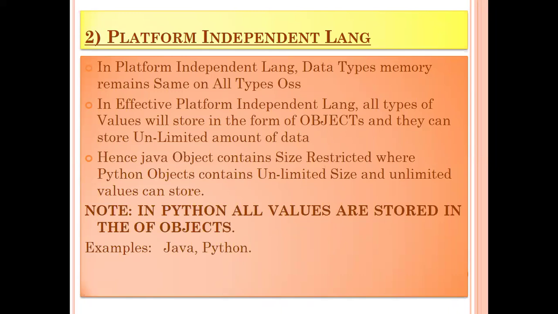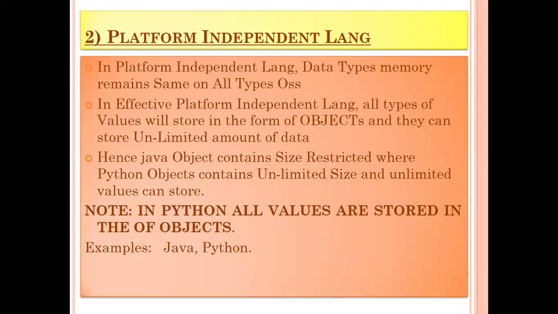Come up with the answer, students. What is OSs? Operating systems. Exactly. Its data type will remain the same on all the OSs. So in an effective platform independent language, all types of values will be stored in the form of objects. So whatever we are storing in this will be stored in the form of objects, and because of that, we can store an unlimited amount of data in this.